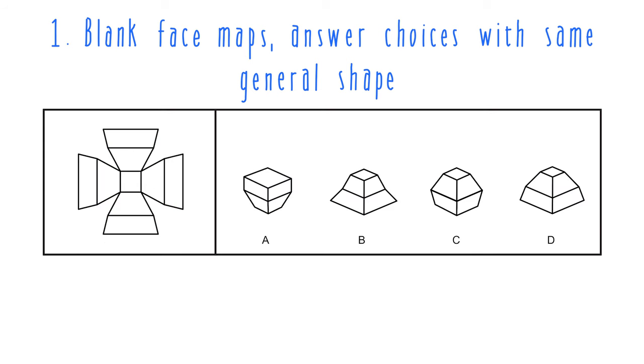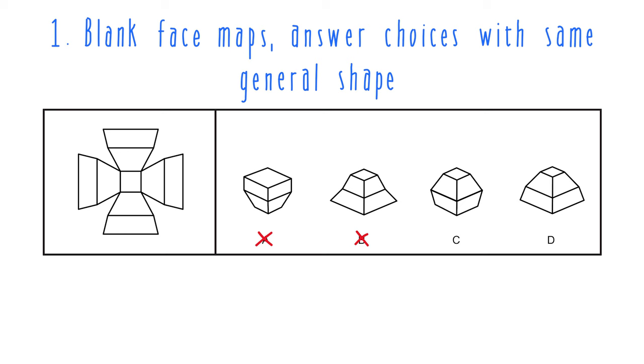For problems like this, where all the answer choices look pretty similar in shape, you want to look closely at the shapes and proportions of the different faces just on their own, or in relation to one another. For instance, you can eliminate choice A because it has multiple rectangular faces that are not present on the map. You can also eliminate choice B because these trapezoid faces that are bordering the central square are much too narrow. This causes the object to bend in here, where it should bend out.